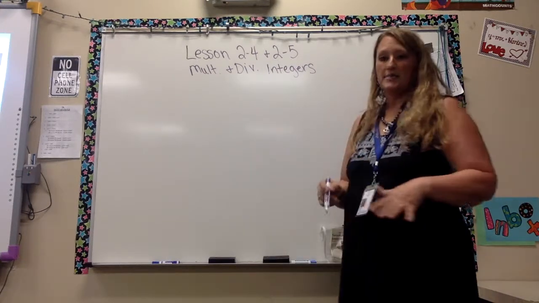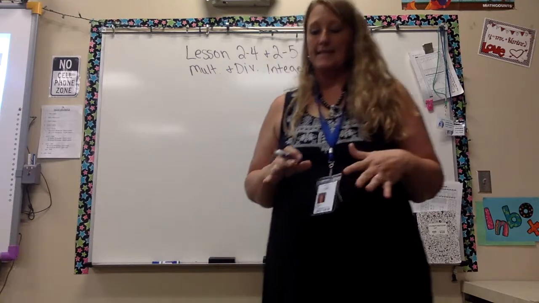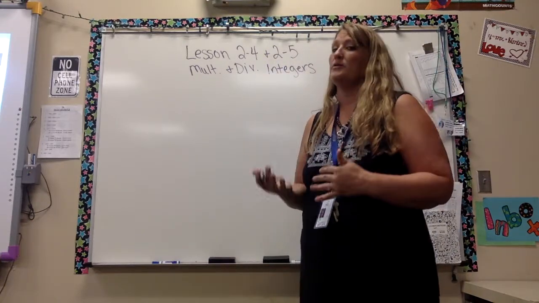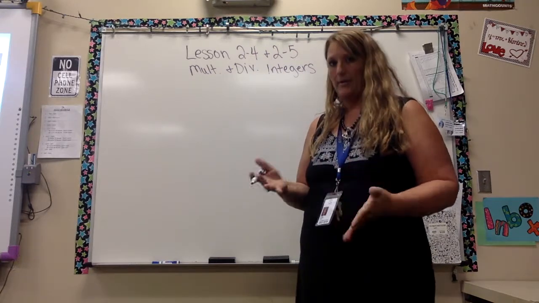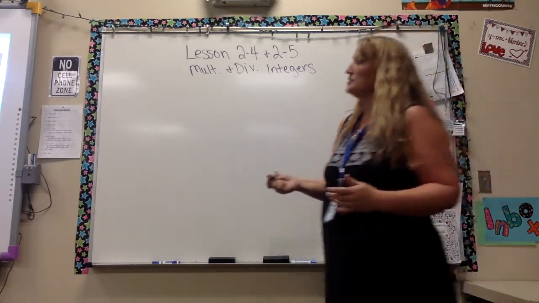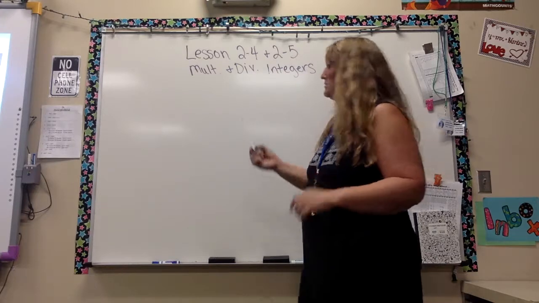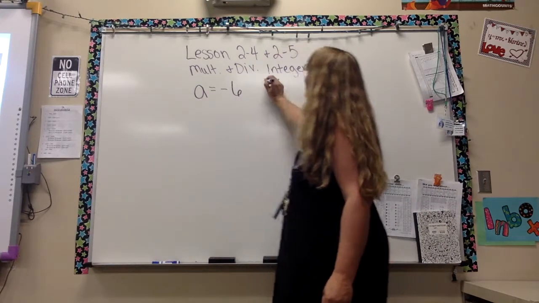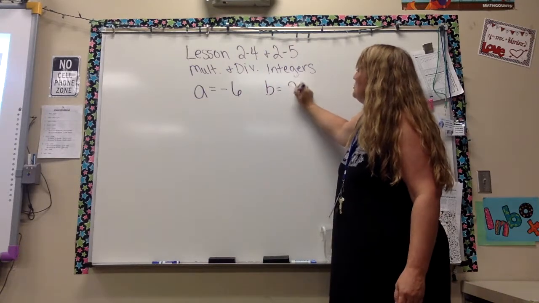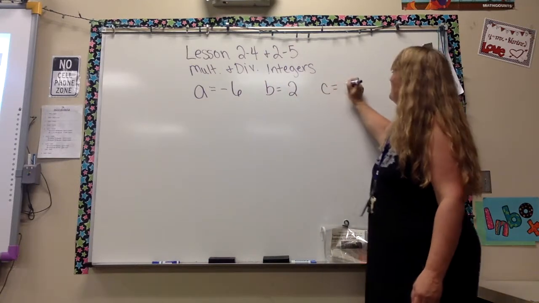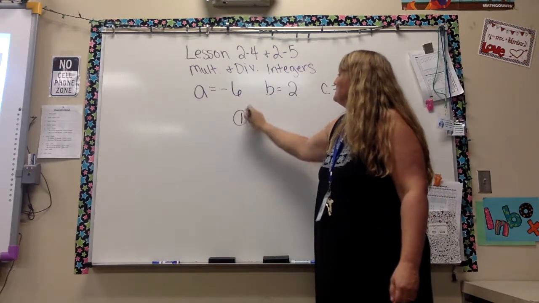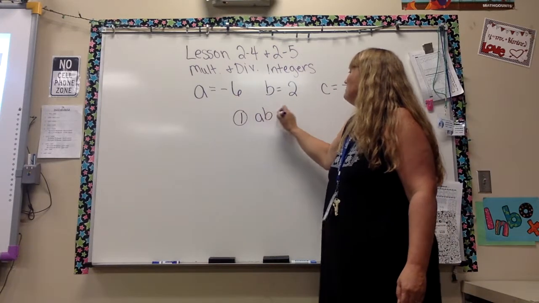Okay, the last part of this video, the last part of this lesson, is about evaluating expressions. So we know that an expression is a problem without an equal sign, right? And evaluating means to solve. So we're looking at something like this. If A equals negative 6, and B equals 2, and C equals negative 3, what is ABC?